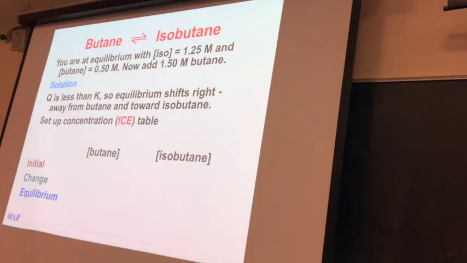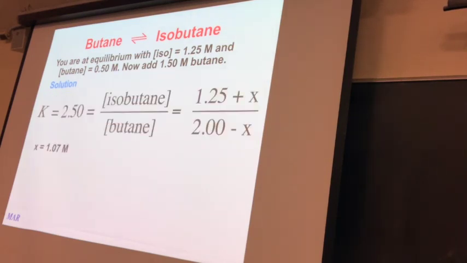So what you can do is set up a type of an ice table to see what the new equilibrium concentrations are. The total butane here is 2.0, the isobutane 1.25. Q is less than K. More product means we're going to have a positive X by the iso. Less reactant means minus X for there. So at equilibrium, 1.25 plus X and 2 minus X are going to be the values we're going to plug in. So once you have these numbers, we'll set them equal to the K of 2.5. I don't have it on there, sorry about that. We'll set those numbers equal to the 2.50 number.